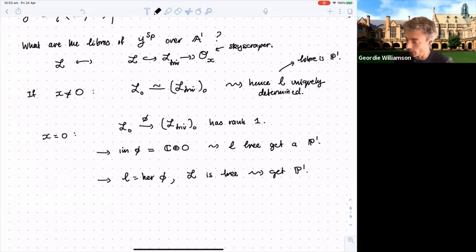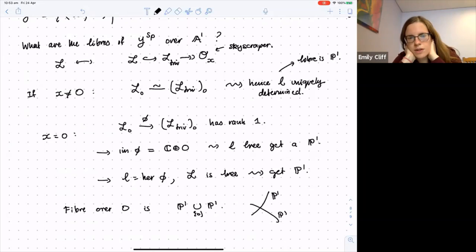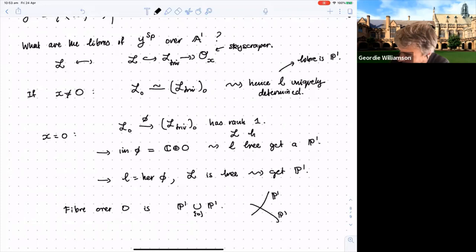So the conclusion is that the fiber over zero is P1 union P1 at a point. So in the first case, that condition on the image of phi means that big L is uniquely determined. Yes, so L is fixed. That's why we have one P1. Okay, and you can convince yourself that these are the two Schubert curves inside the affine flag variety.